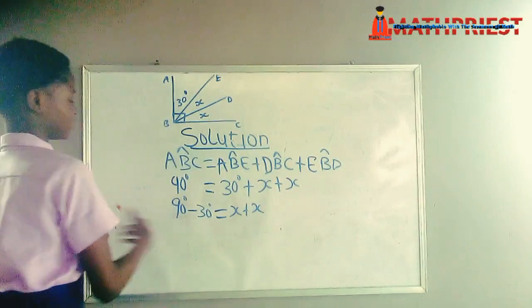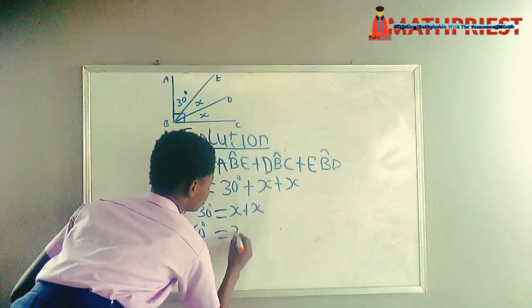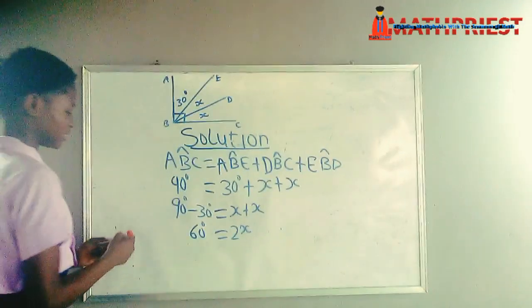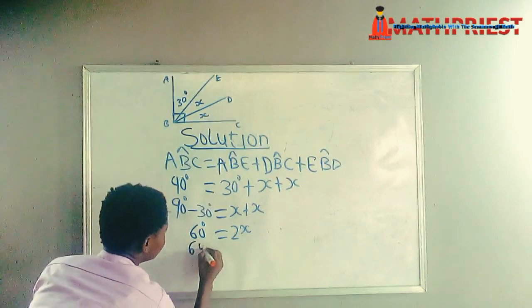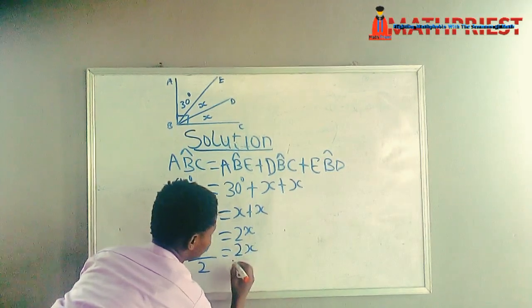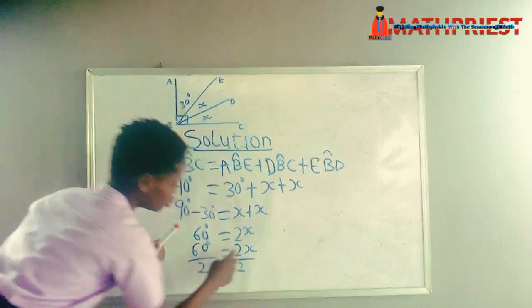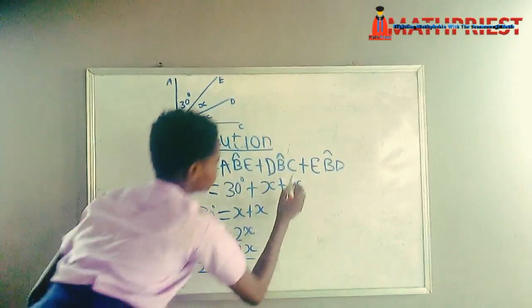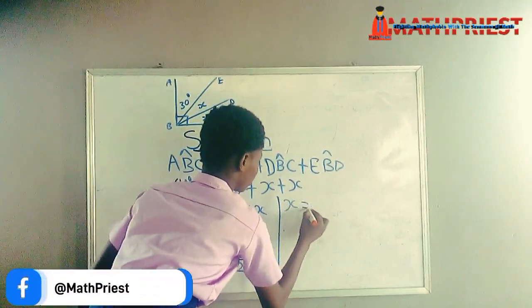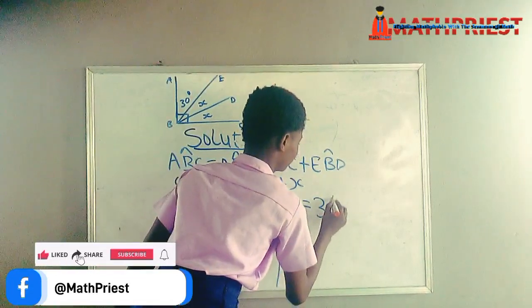90 minus 30 is 60 degrees, equals 2X. We use 2 to divide both sides. 60 divided by 2, 2X divided by 2. We said 60 divided by 2 equals X. X equals 60 divided by 2 equals 30 degrees.